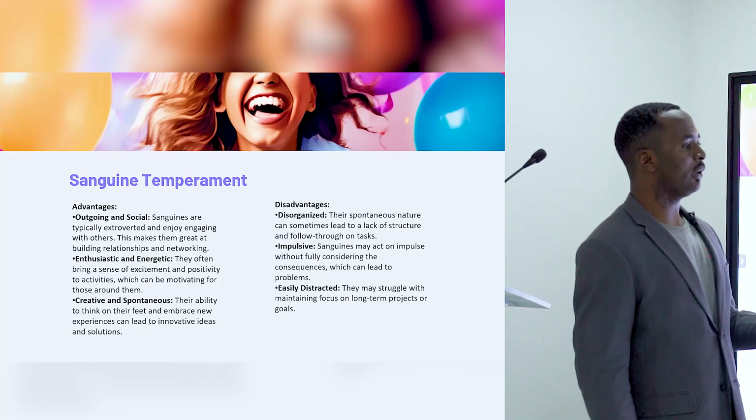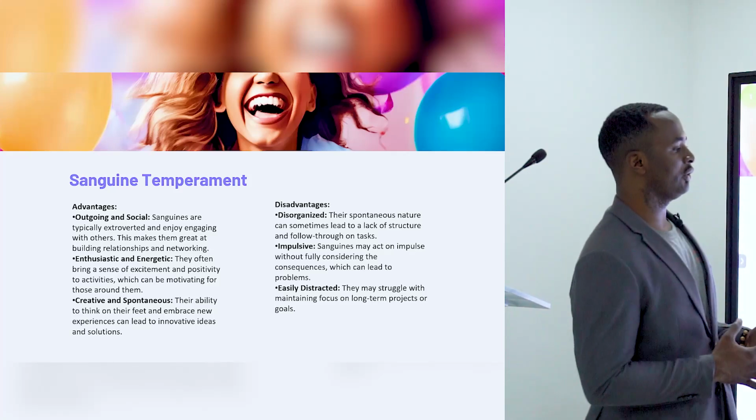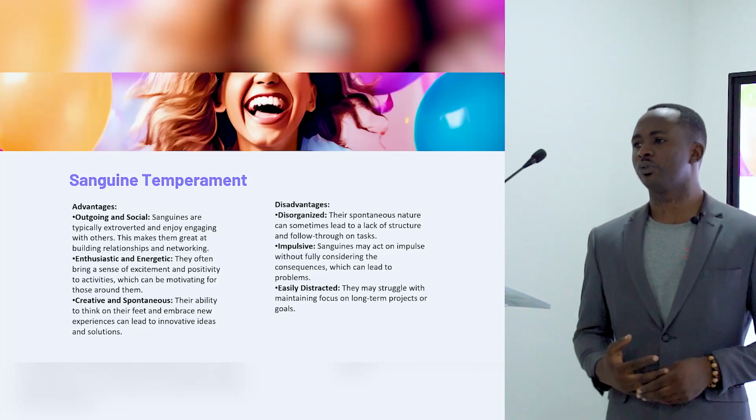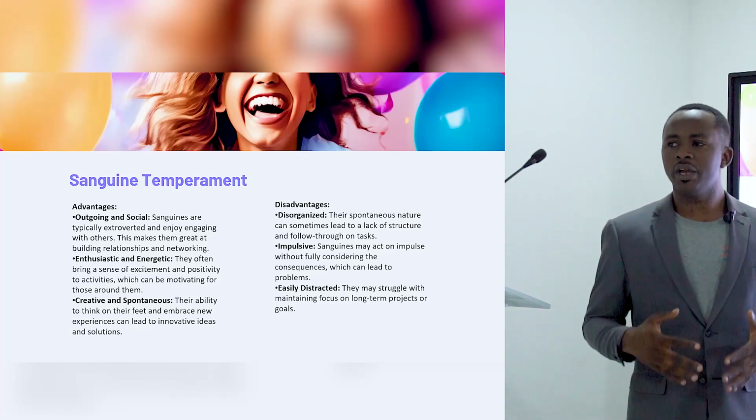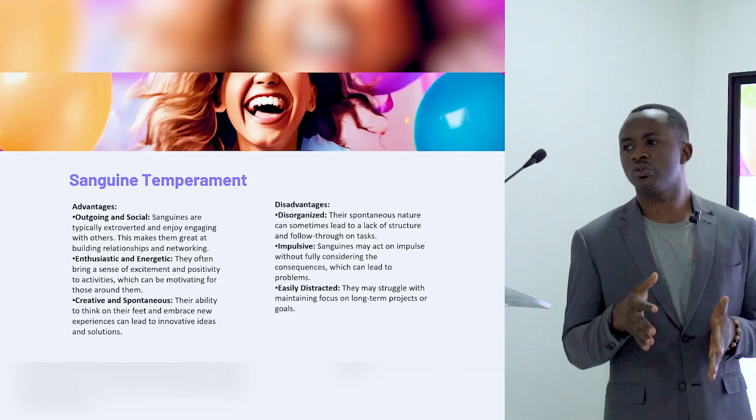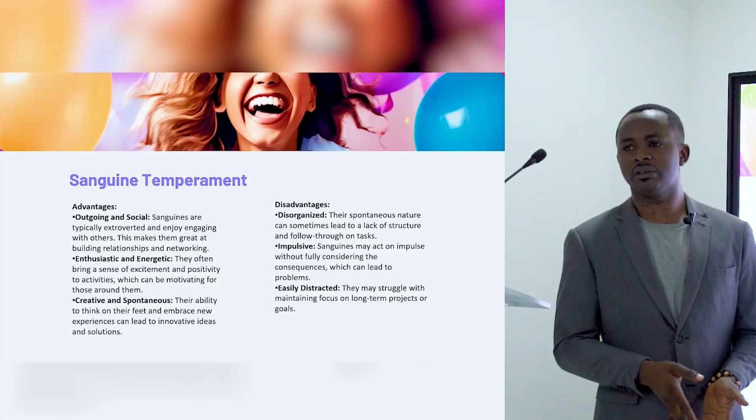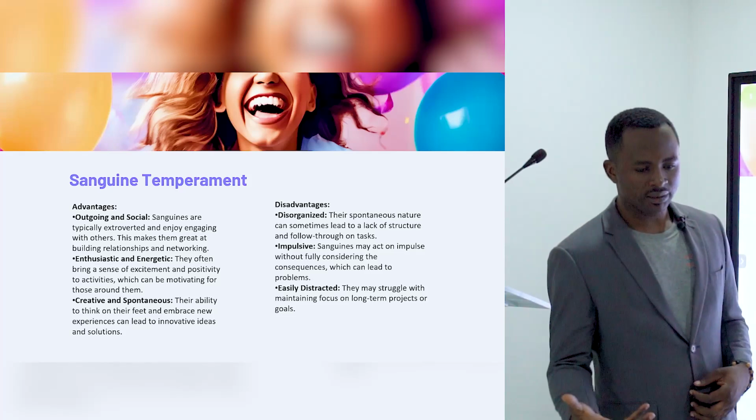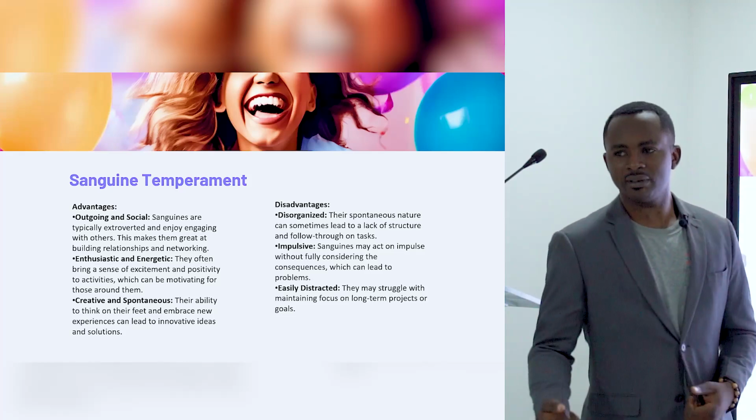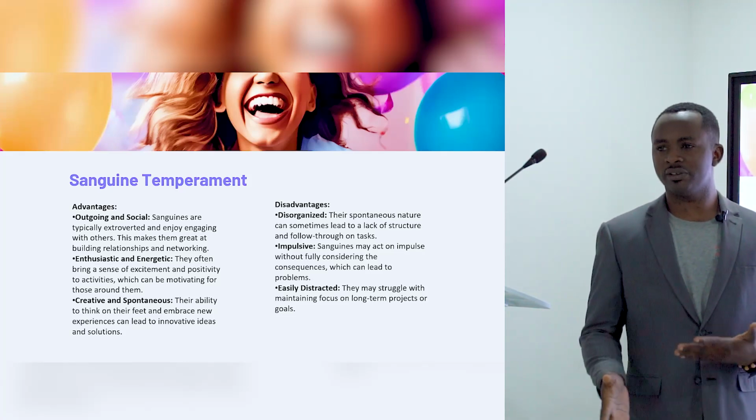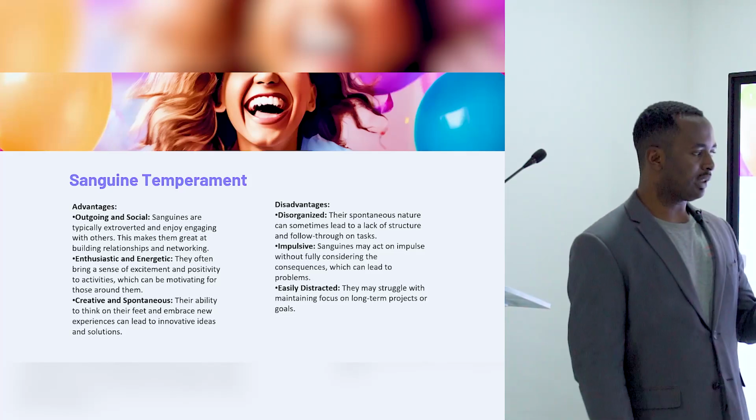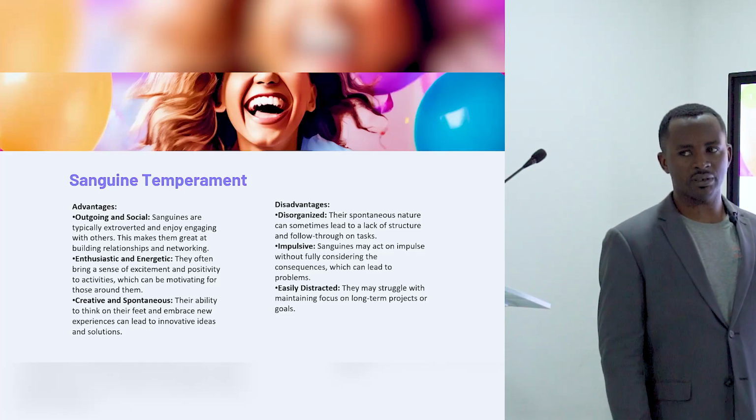Impulsive. Sanguine people may act on impulse without fully considering the consequences, which can lead to problems. So when someone asks you what it means to be impulsive, it simply means that you are just doing something without thinking of the consequences. Maybe someone just got you annoyed, you just carry a knife, you want to choke the person. That is impulsive. You've not even thought of the consequences, am I going to jail and all? So those are some of the characteristics of the sanguine, right?